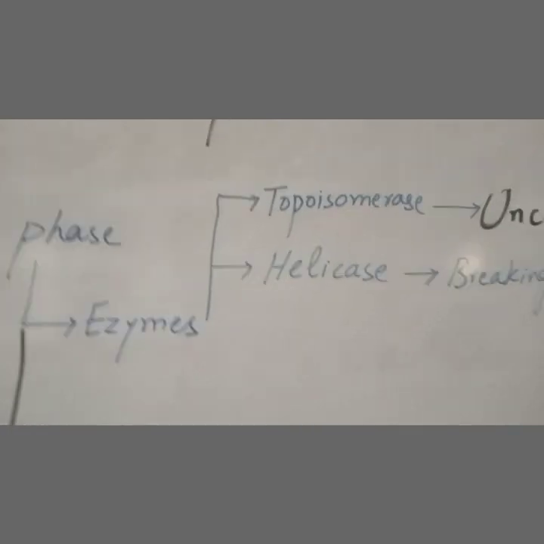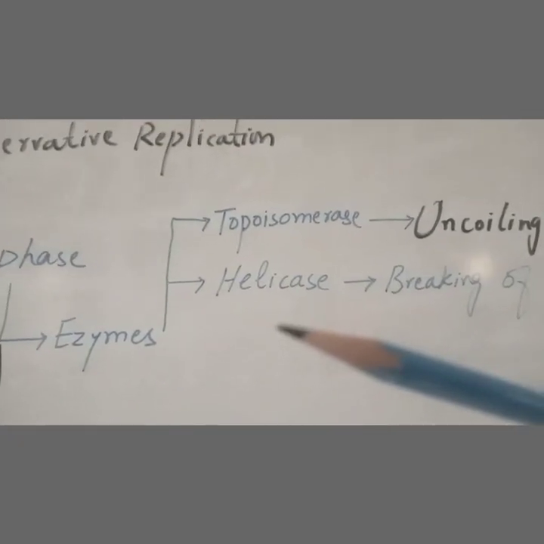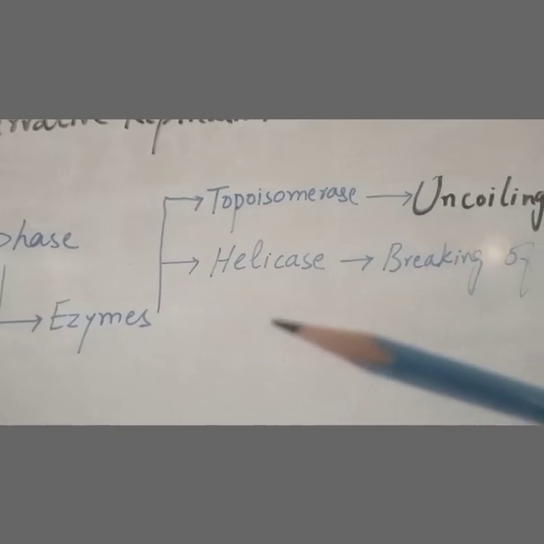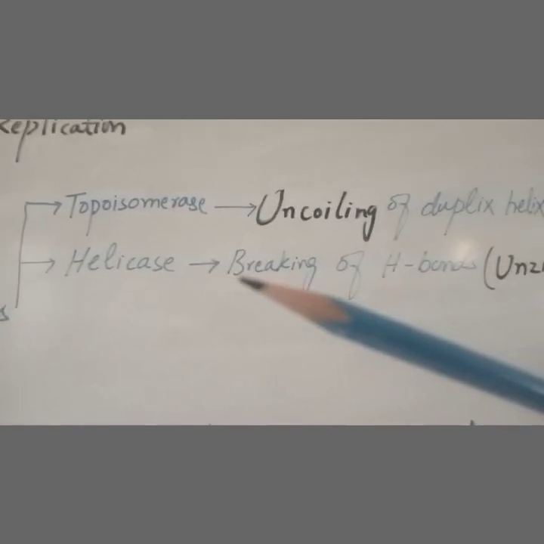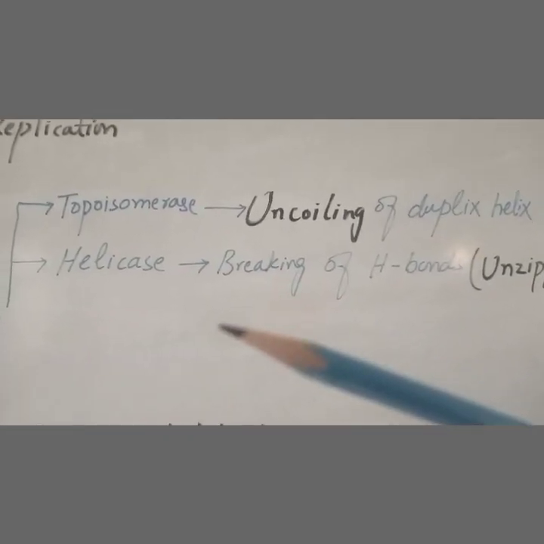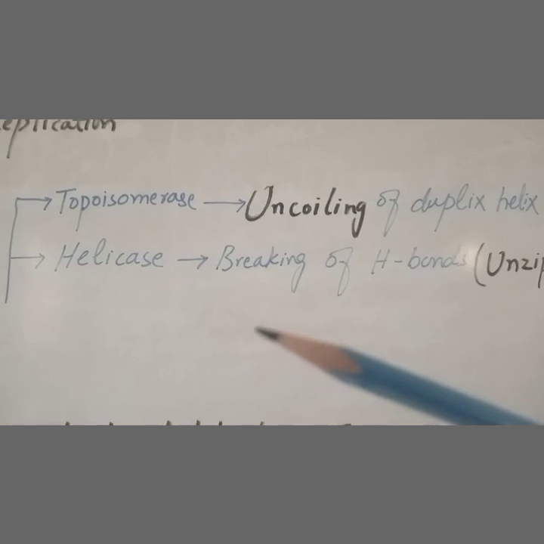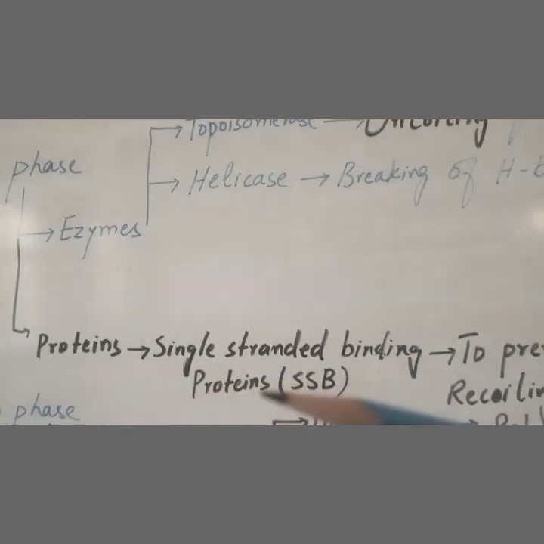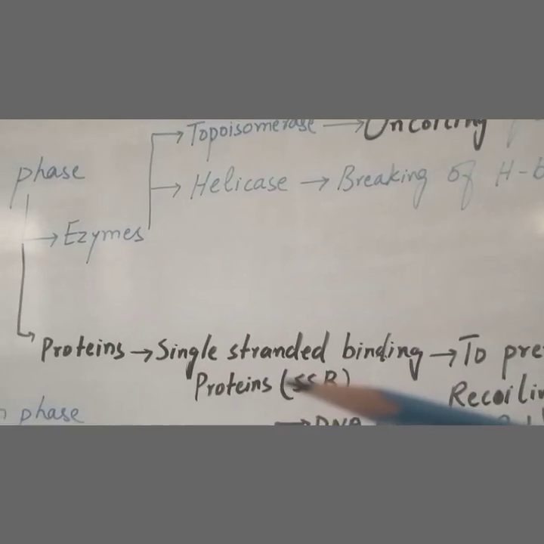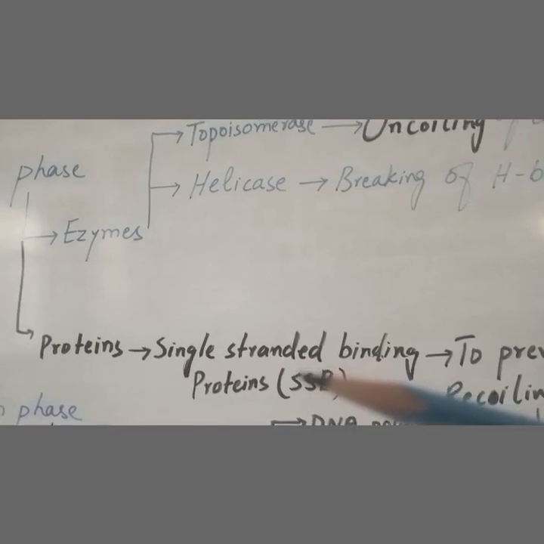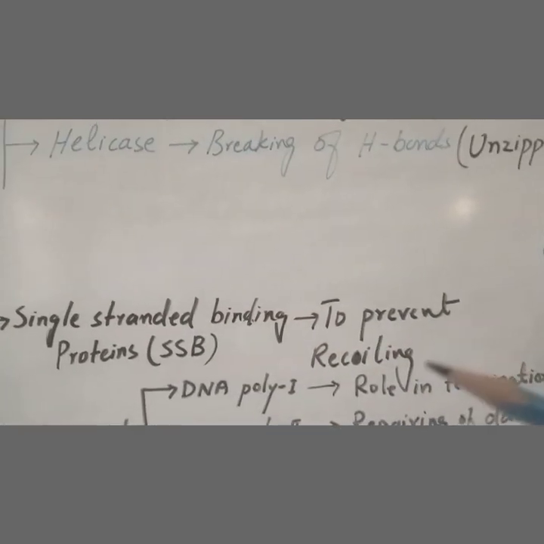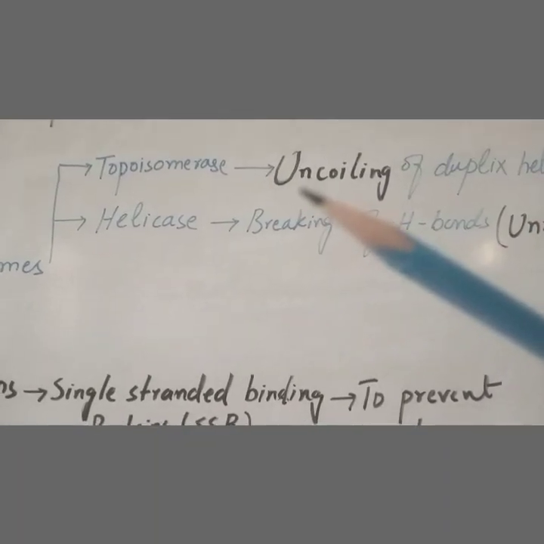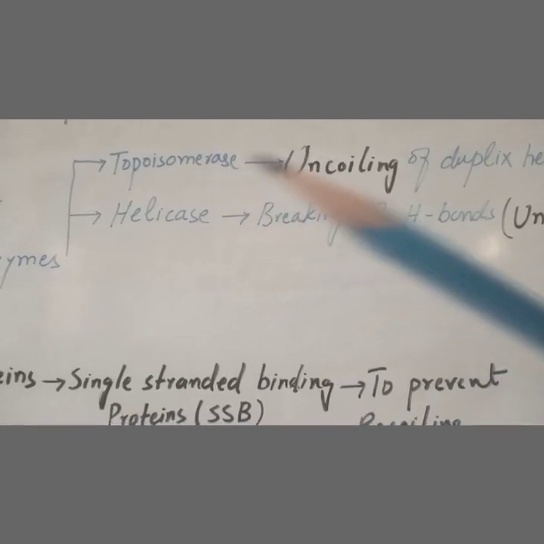In the initiation phase, 2 enzymes are involved: topoisomerase and helicase. Topoisomerase is involved in the uncoiling of the duplex helix, while the helicase is involved in the breaking of hydrogen bonds. Here there are also proteins known as single-stranded binding proteins. The function of these proteins is to prevent the recoiling of the duplex helix after it is uncoiled by the topoisomerase.